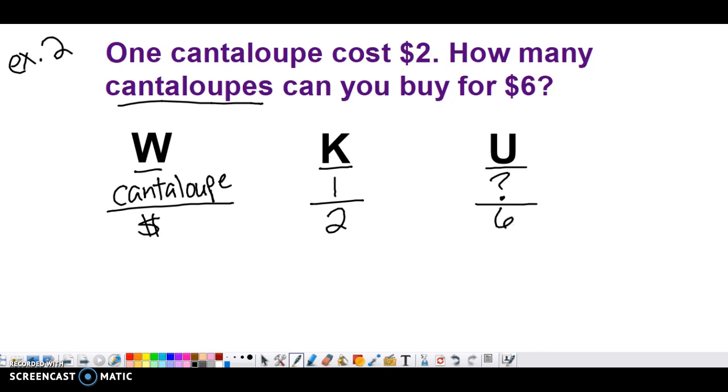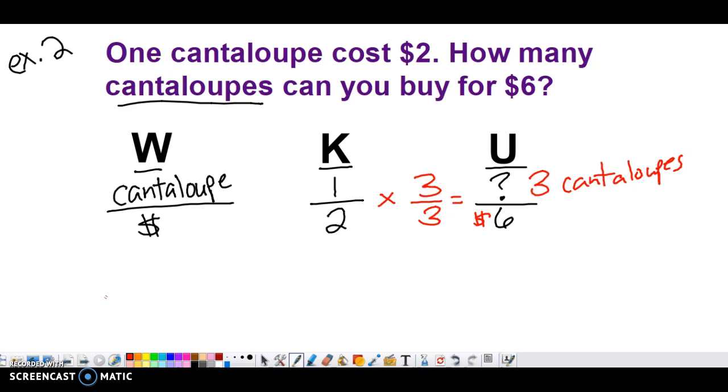Okay, well, how do I turn that 2 into a 6? That's right, times 3, times 3. So I can buy 3 cantaloupes for $6. Okay, so far so easy, right, you guys? Because all we're doing is making equivalent ratios, which we call proportions, okay?